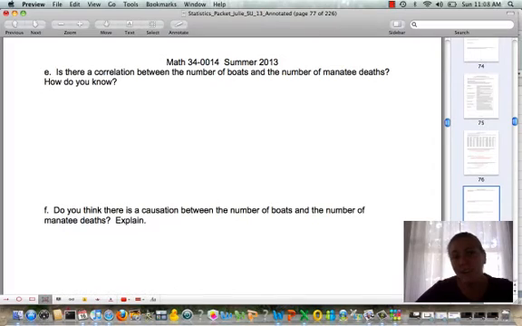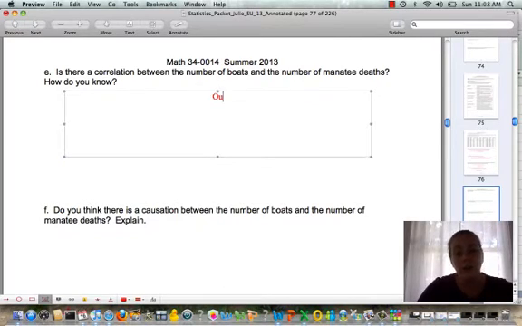Question E is asking us, is there a correlation between the number of boats and number of manatee deaths? And how do you know? Well, our R value is R equals 0.9403, which is very close to 1. We have a positive R value because, if you remember, our graph had a positive slope. If your graph had a negative slope, then you would have negative R values, and you would look to see if it was close to -1. So since the R value is so close to 1, it looks like there is a strong correlation.